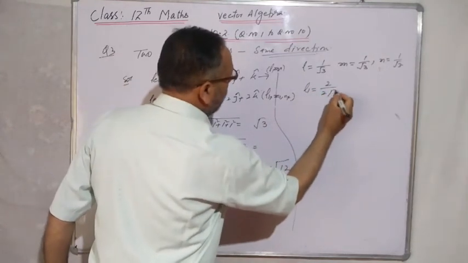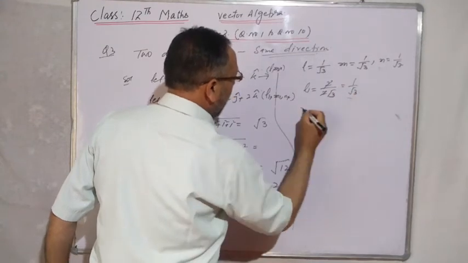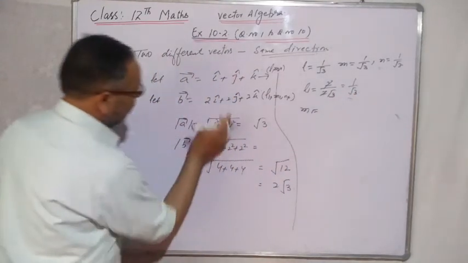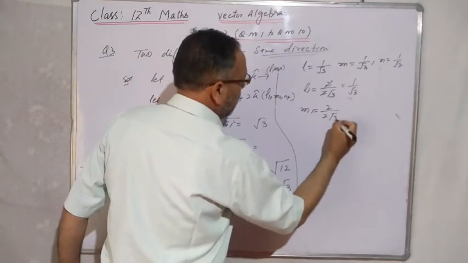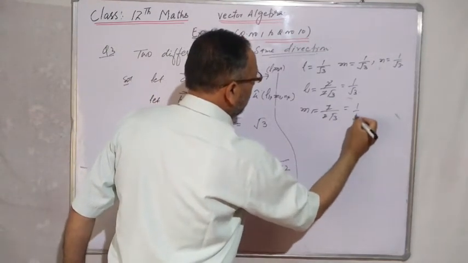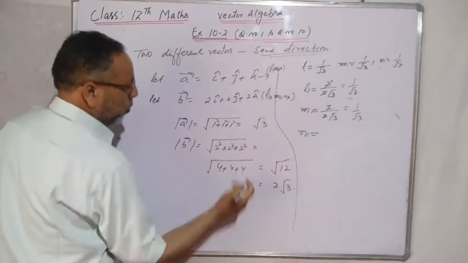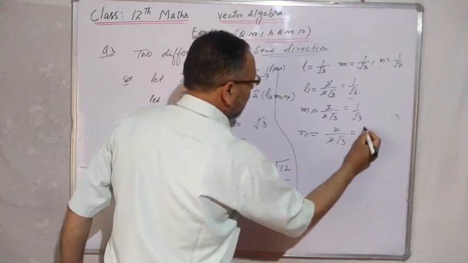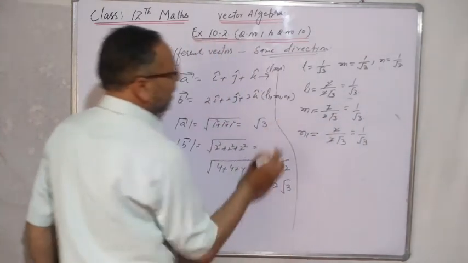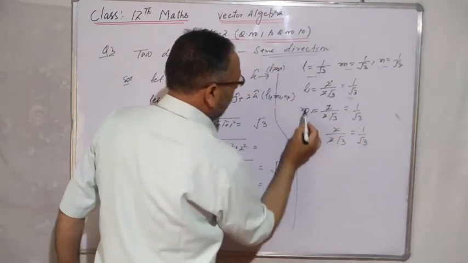2 बाई 2 रूट 3, 2 and 2 cancels is again 1 by root 3. m1 अगर मैं निकालूंगा so it is 2 by 2 root 3, again 1 by root 3. और n1 अगर निकालता हूं it is 2 by 2 root 3, 2 and 2 cancels 1 by root 3.